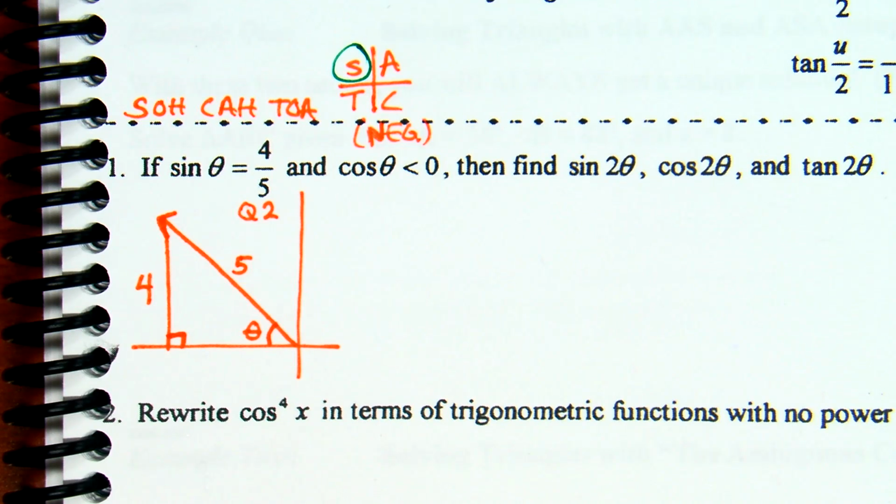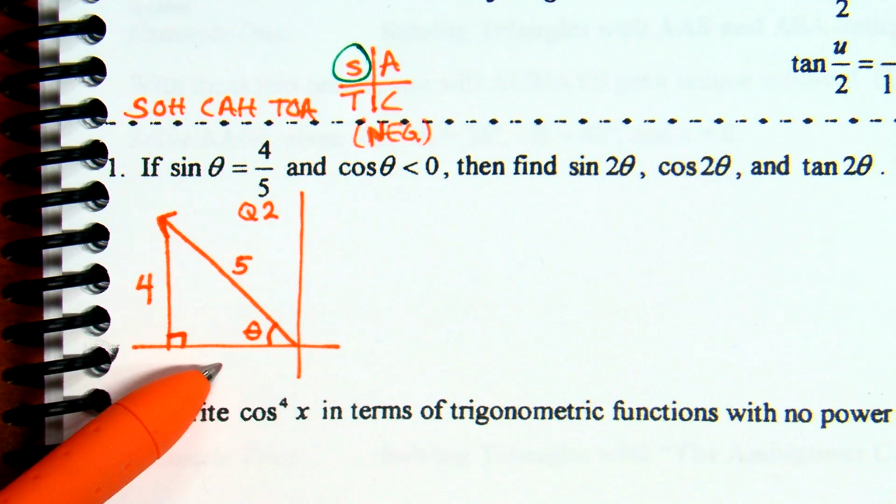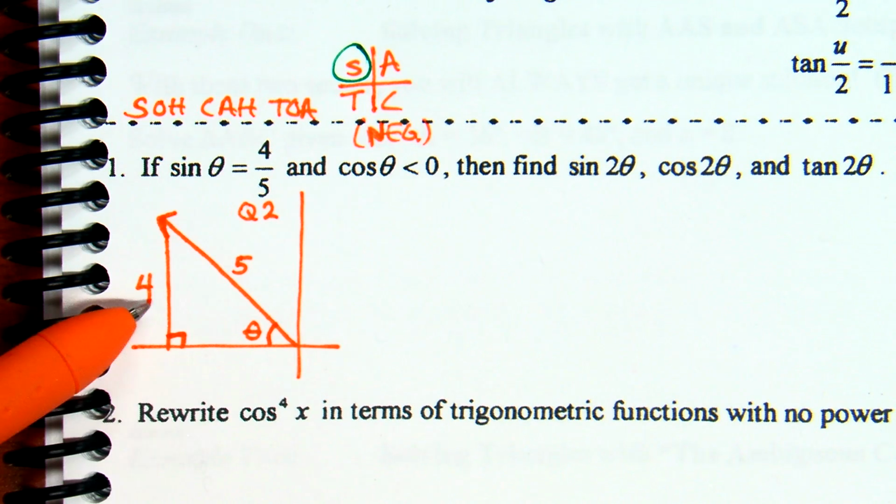I wasn't going to necessarily write this down because I'm conserving space here. But what is that third side going to be? 3? Yes. Because x squared plus 4 squared equals 5 squared. So then x squared plus 16 equals 25. 25 minus 16 is 9. And the square root of 9 is 3.